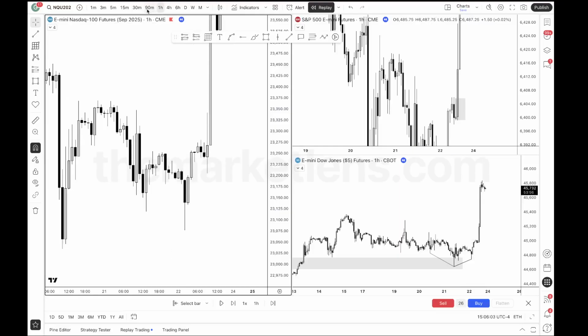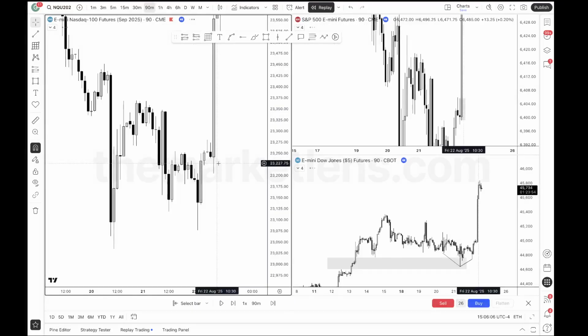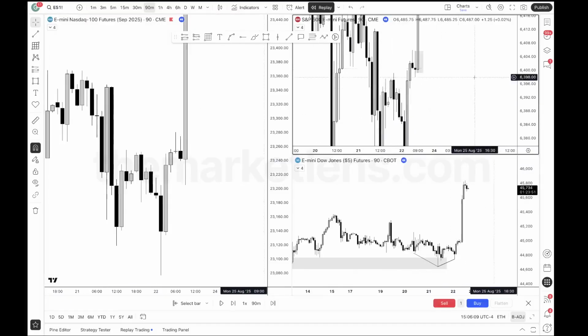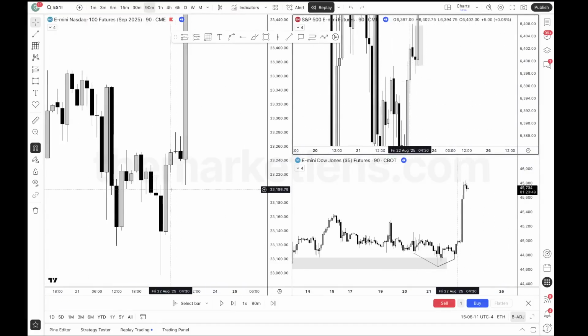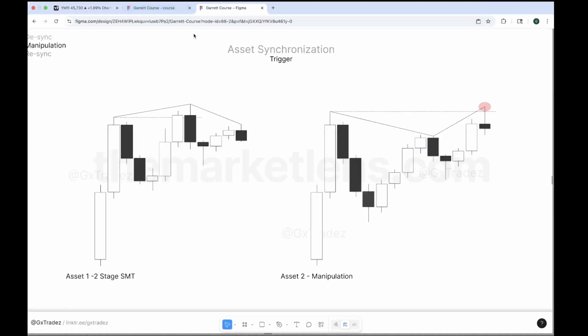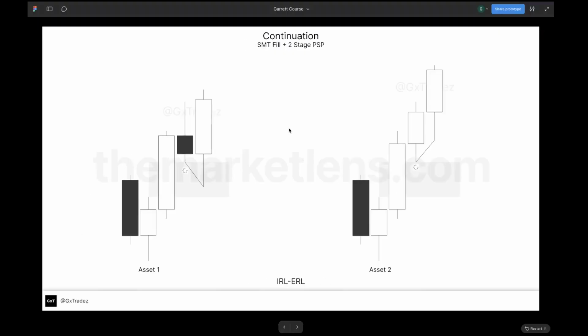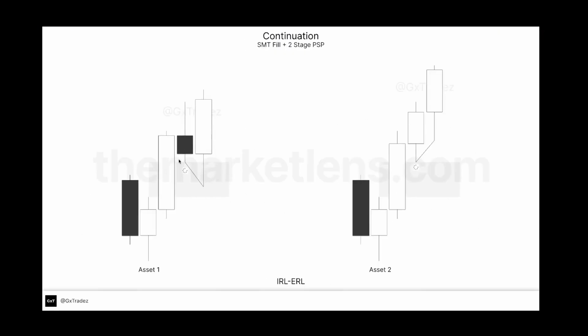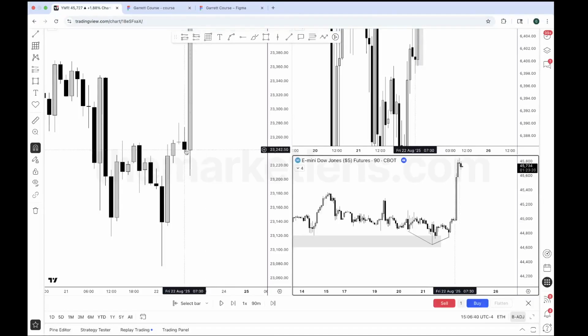But this is also a sequential SMT. Right, so this is actually a SMT fill as well. This is the highest probable scenario because what you have here is essentially this. You have an SMT fill, but that previous 90-minute candle or previous quarterly candle is a fair value gap high or low. So that's already SMT or SSMT, right? With that previous candle's low, but it's also a PSP. So you have a two-stage PSP and it's also SMT fill with a quarterly candle.